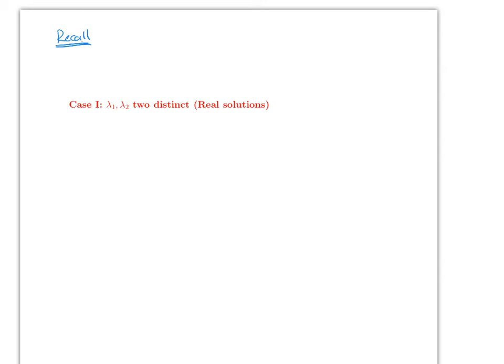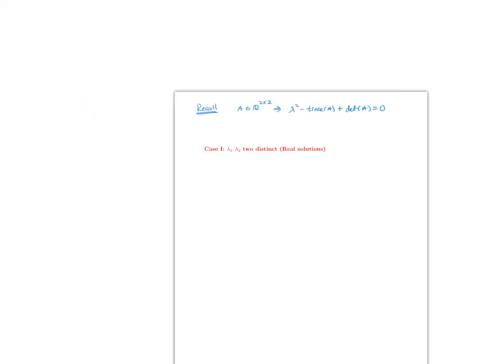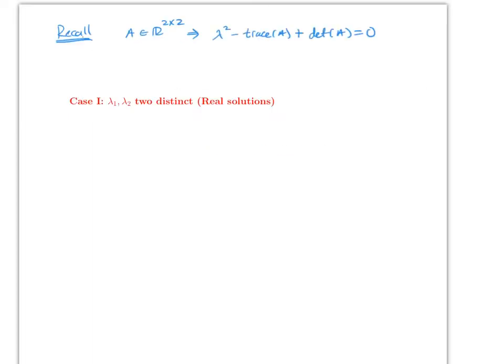Since we're only dealing with 2x2 matrices, there is a fast way to find the eigenvalues. So remember, if A is a matrix that is 2x2, then the eigenvalues are going to be found by solving this equation: lambda squared minus the trace of A times lambda plus the determinant of A equals 0. We talked about this in the past.